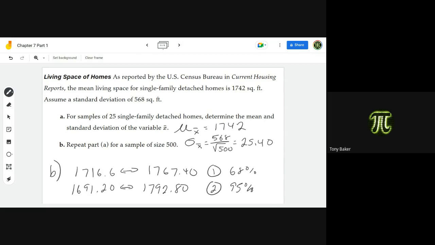Okay. But if I chose just 3,000 of them, I'm within 20 square feet. I have a 95% chance of being within 20 square feet of the actual value of all 82 million houses by choosing a random sample of 3,000.